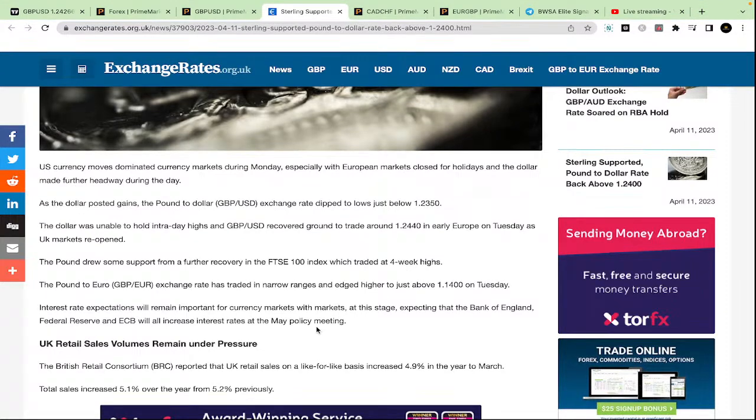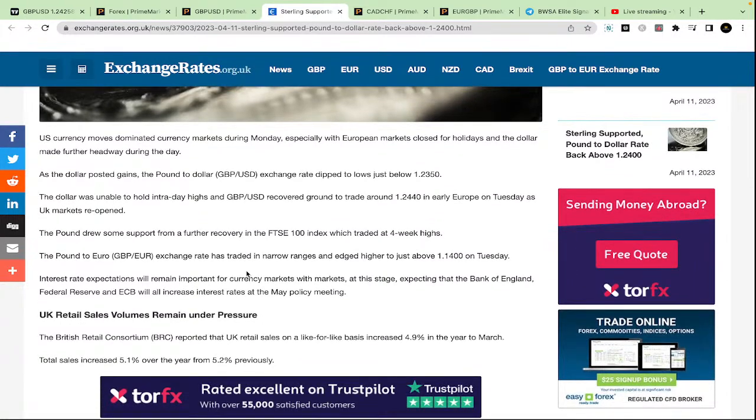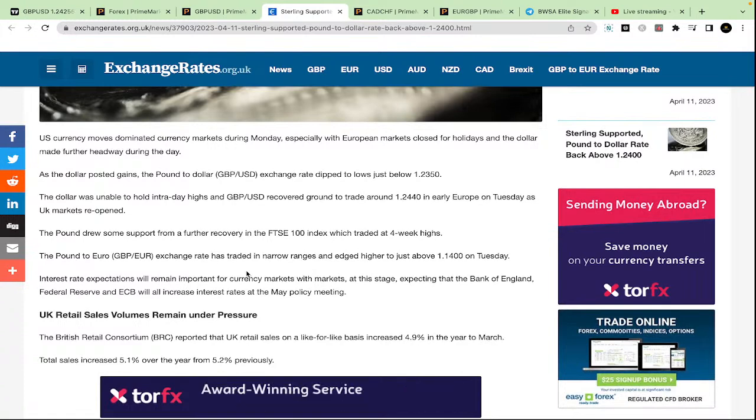Terrible. The U.S. currency moves. The dollar dominated currency markets on Monday, especially with the European markets closed for holidays, and the dollar made further headway during the day. So that shows why GBP USD has lost some gains. As the dollar posted gains, the pound dollar exchange rate dipped to lows below 1.2350.